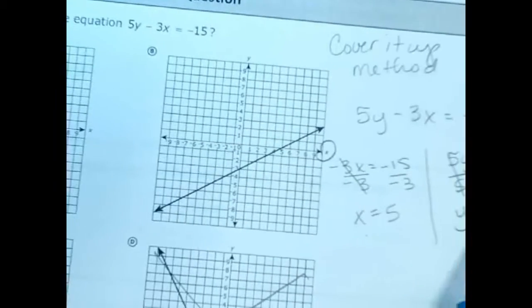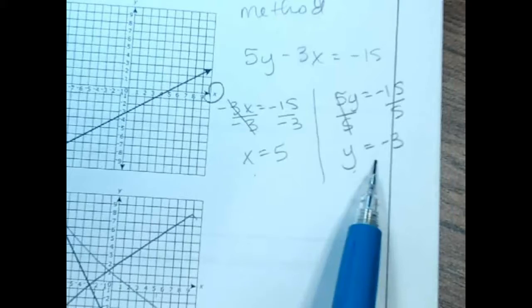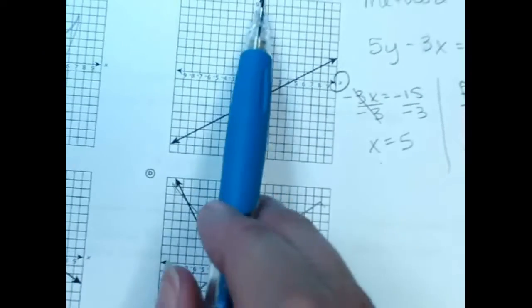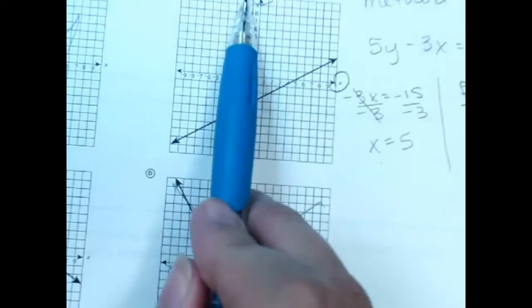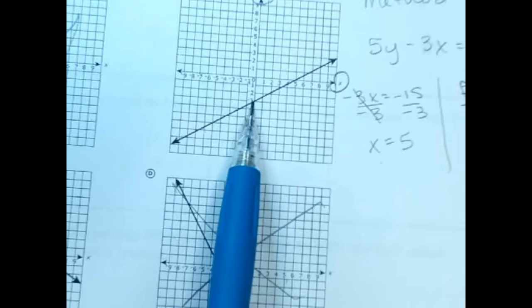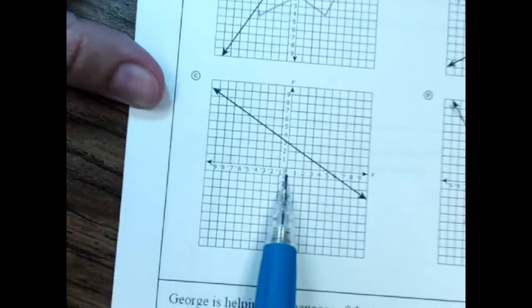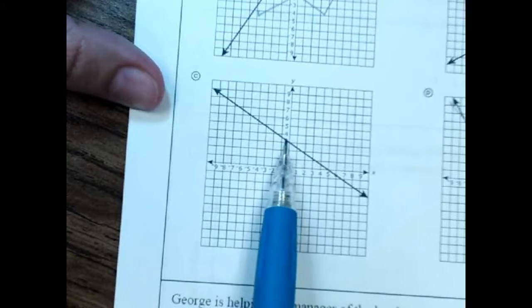Now I know this is where it crosses the y-axis at negative 3. Is this crossing the y? Look, they told me it's y. Crossing the y at negative 3? That one looks promising. Is this crossing at negative 3? Nope, that's crossing at positive 3, so that's not right. Our only answer choice is B.